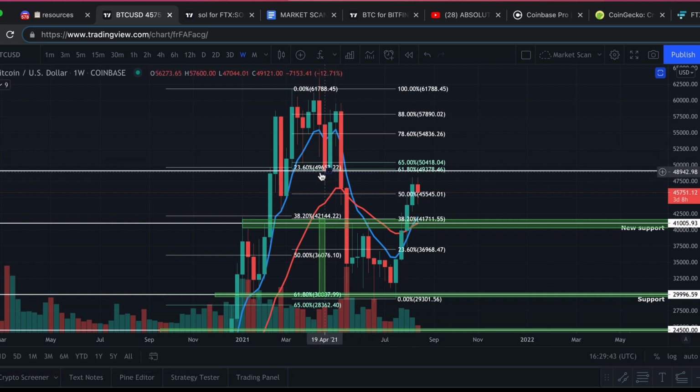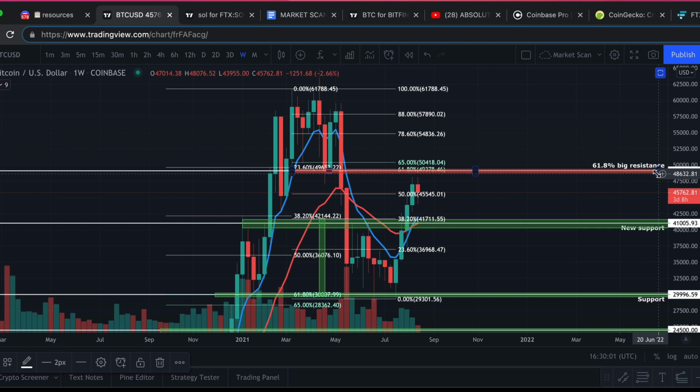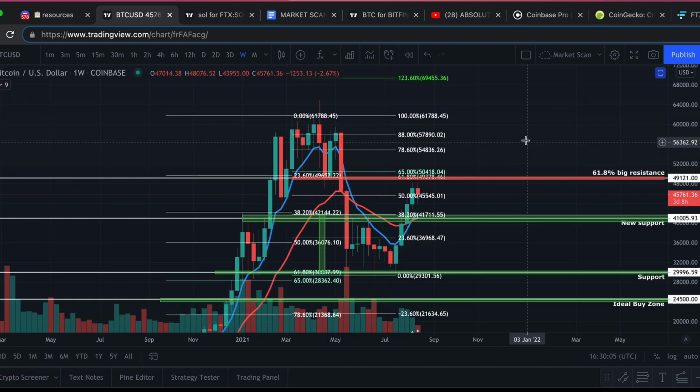And look at that. It lines up perfectly with the weekly close. So I would say getting out at 49,300. Yeah, big resistance, 61.8%. Big resistance. I would want to get out around here. So let me publish this and then make an alert so people will be notified if it hits this area.